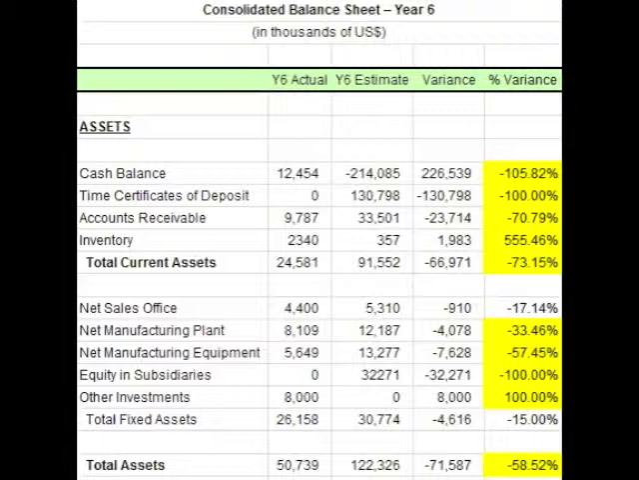Net manufacturing plant had a variance of 33% along with net manufacturing equipment of 57% due to an overestimation of capital investments to the plant and not purchasing any new equipment because of our low cash availability. Our low cash availability due to declining sales also resulted in us not investing at all in our subsidiaries, resulting in a variance of 100%. Other investments were something our group did not take into consideration when creating our pro forma income statements, resulting also in a variance of 100%. All the above resulted in a variance of 59% for our total assets.